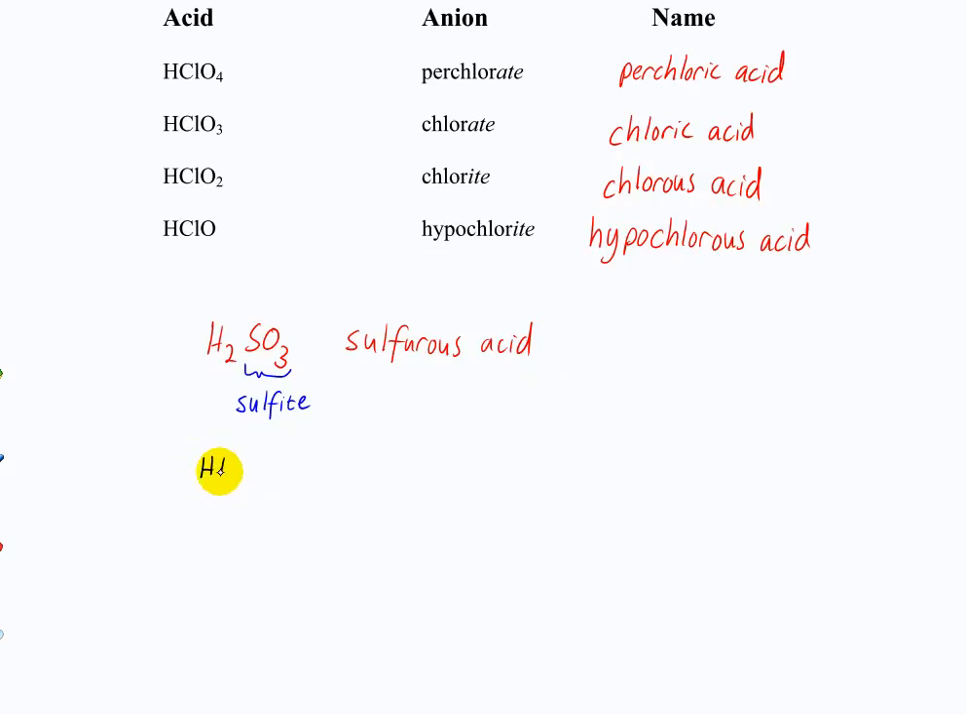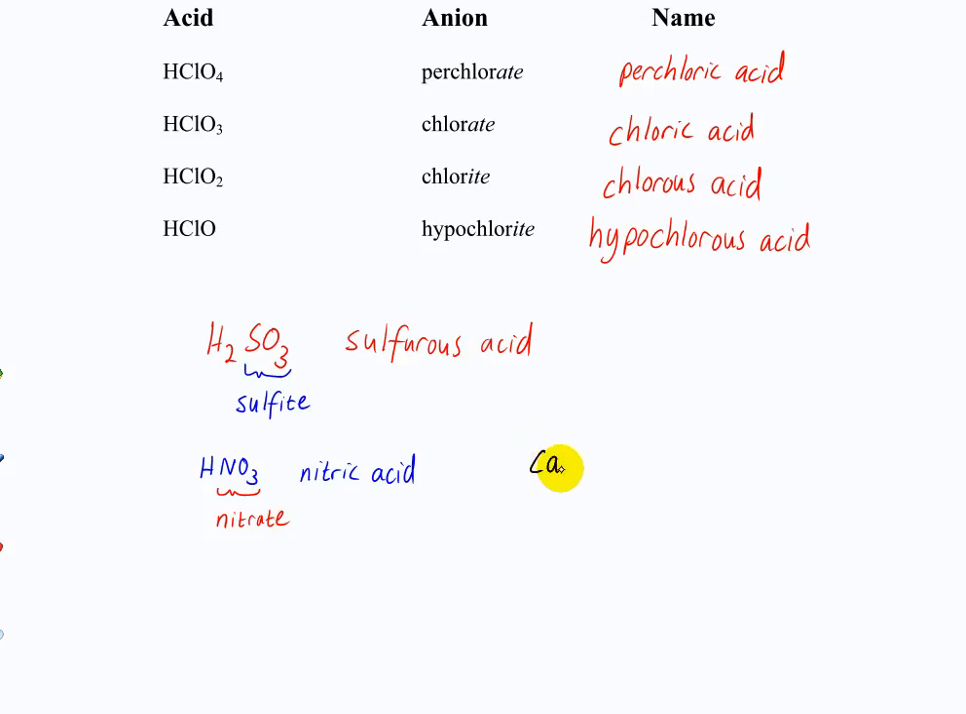What about HNO3? Close. It's nitric acid, because this anion is nitrate. HNO2 would be nitrous acid. Alright? Let's try one the other way.